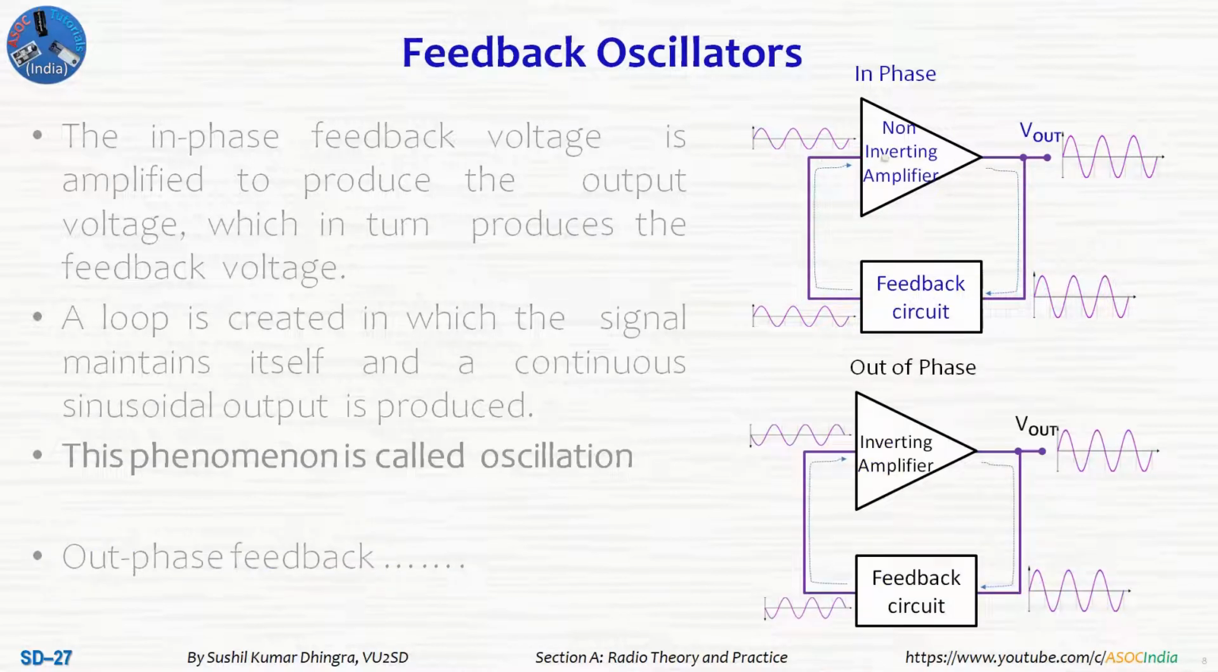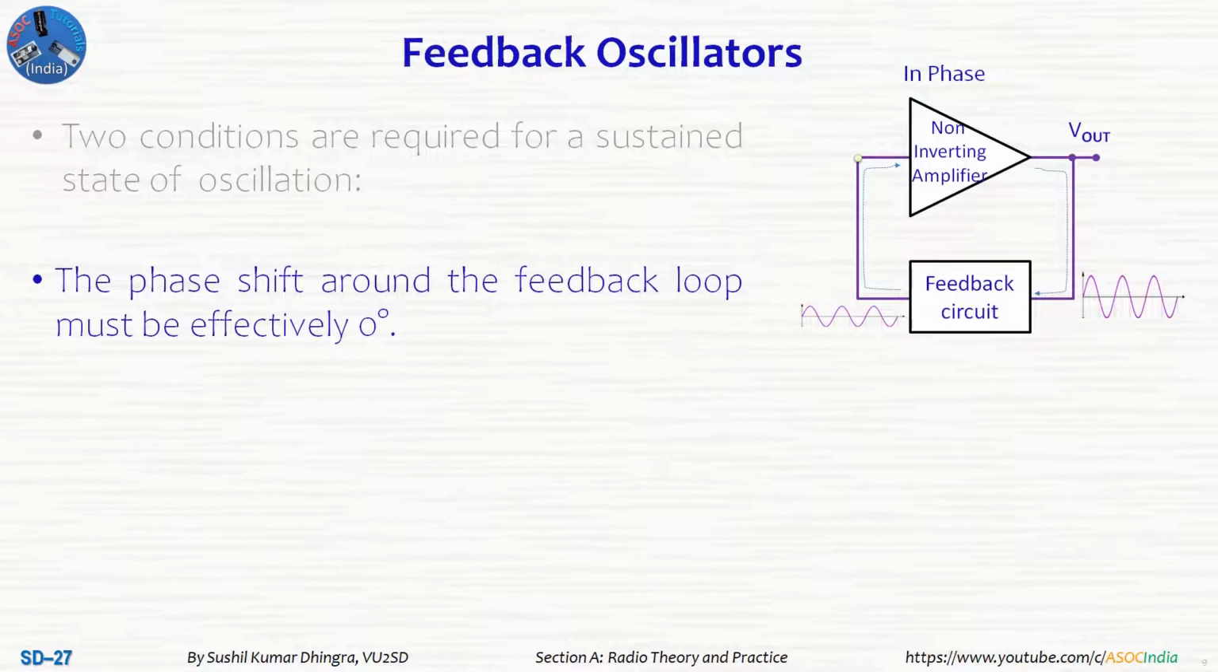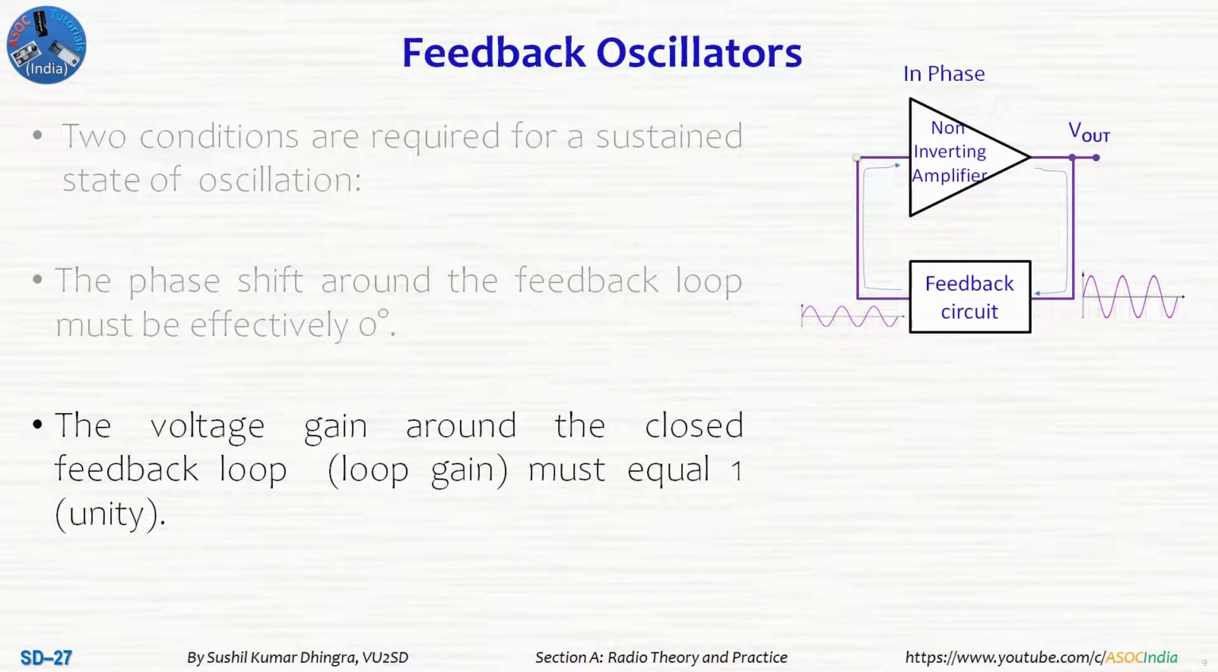Going next, the difference in phase is that the feedback circuit signals are 180 degrees out of phase. Two conditions are required to sustain the state of oscillation. What two conditions? First, the phase shift around the feedback loop must be 0 degrees or 360 degrees. It must be equal. Second, the voltage gain around the closed feedback loop must be equal to 1, or unity.